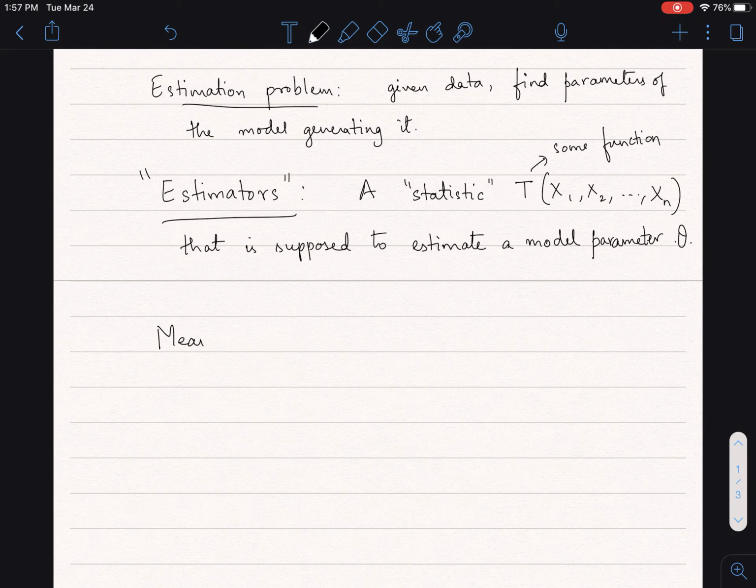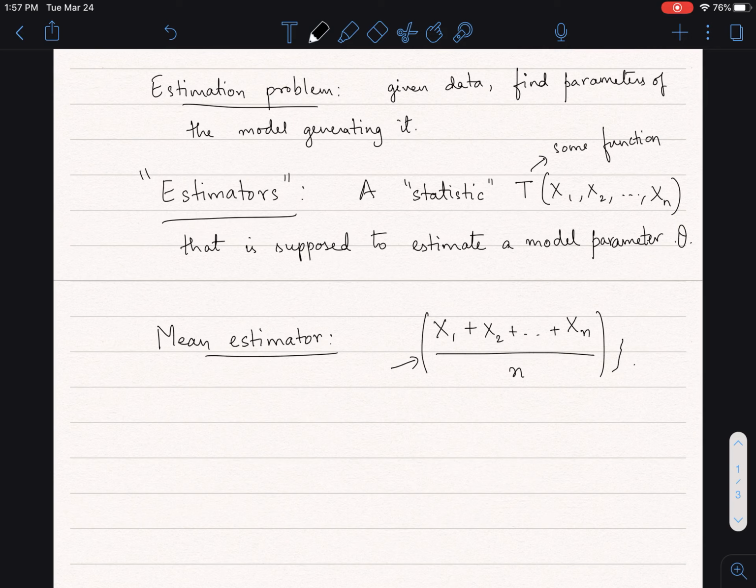and the canonical example was the empirical mean. We also called it the mean estimator, and this was simply the function (x1 plus x2 and so on up to xn) divided by n. Okay. So this is a very simple estimator, and we said that, for instance, in the case of Gaussian, if the xi's were samples from a Gaussian, we can hope that this provides a good approximation to mu with a good probability.